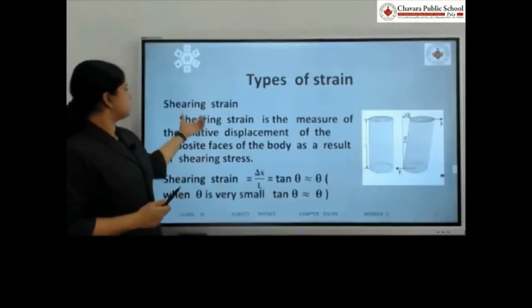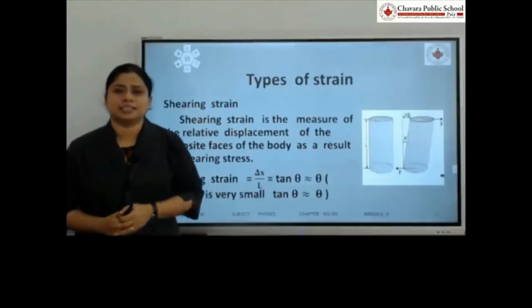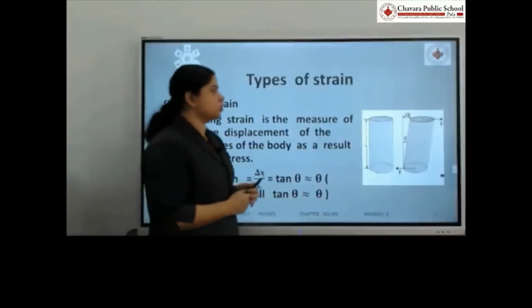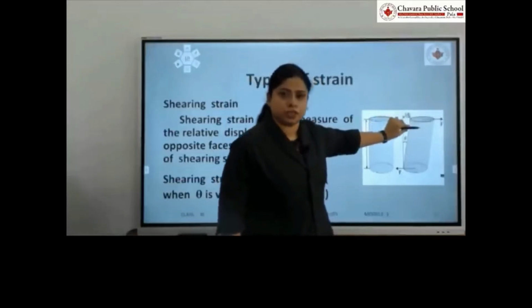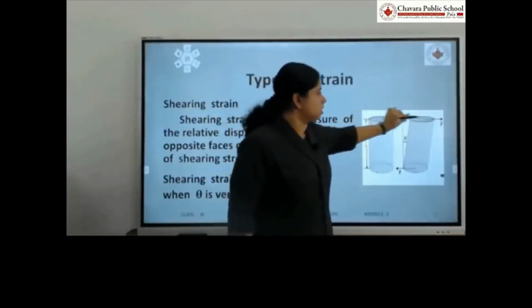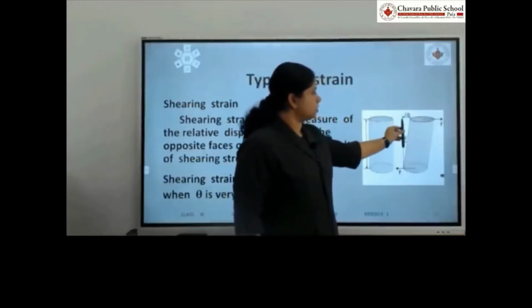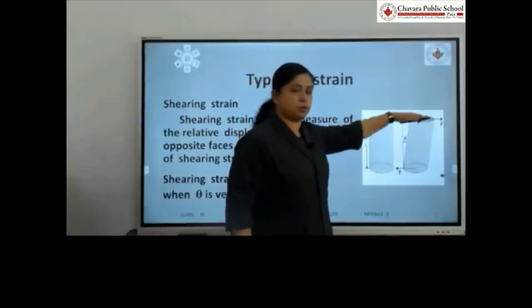Okay, next strain, shearing strain or tangential strain. If you apply a force tangential to the body, a shape-wise deformation takes place. So, there is a shape change. Delta x is the vertical displacement by the applied force.